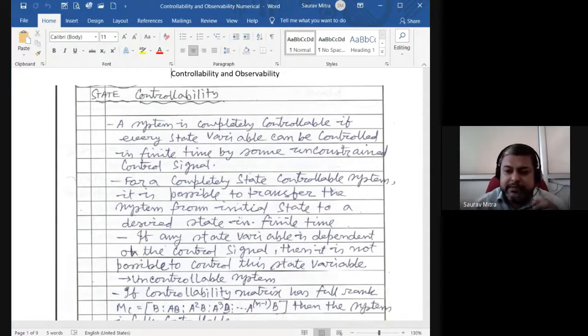Suppose one student is there, I teach him, and he gets 90. I do not teach him the subject, and he still gets 90. So my teaching has nothing to do with his marks, and that fellow is uncontrollable. Another student, I teach him and he fails; I don't teach him and he still fails. So my teaching has nothing to do with his performance; they are uncorrelated. If you take his performance as a state vector, that state vector is not controllable by my teaching.